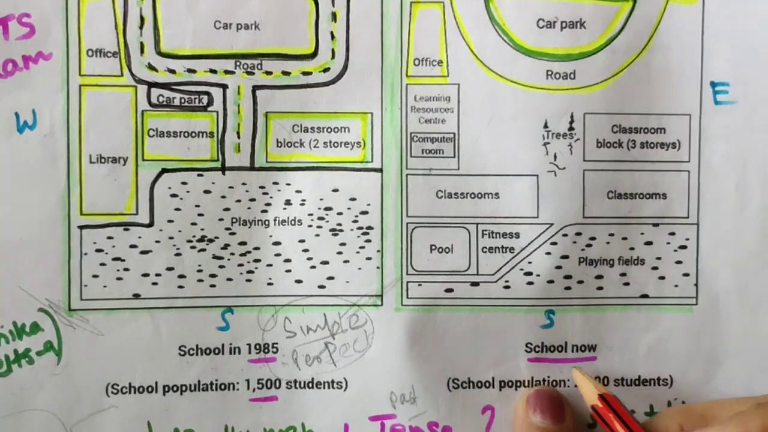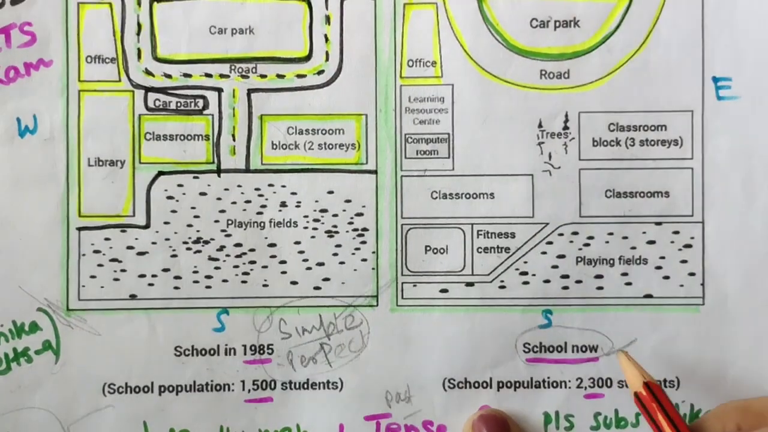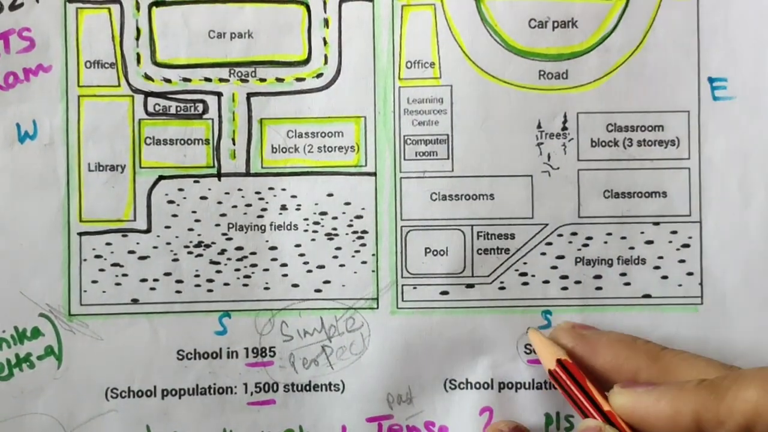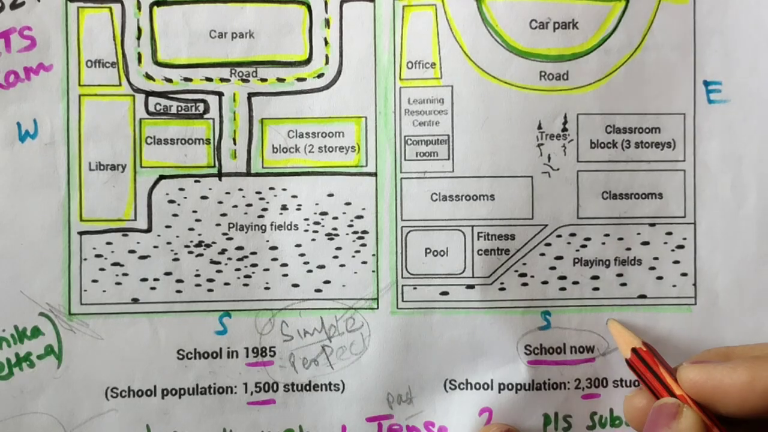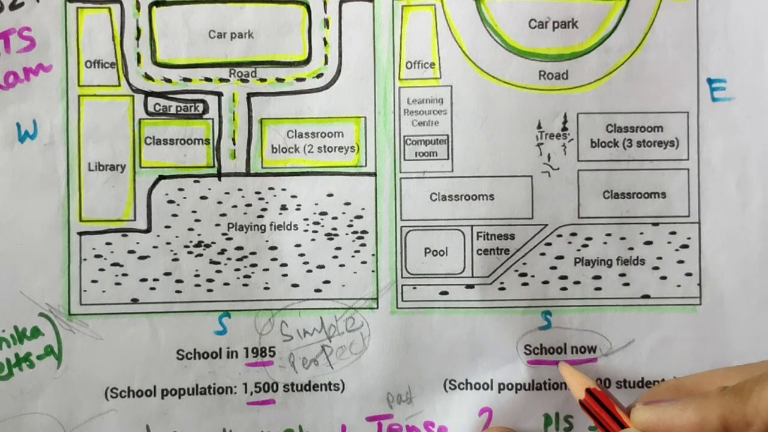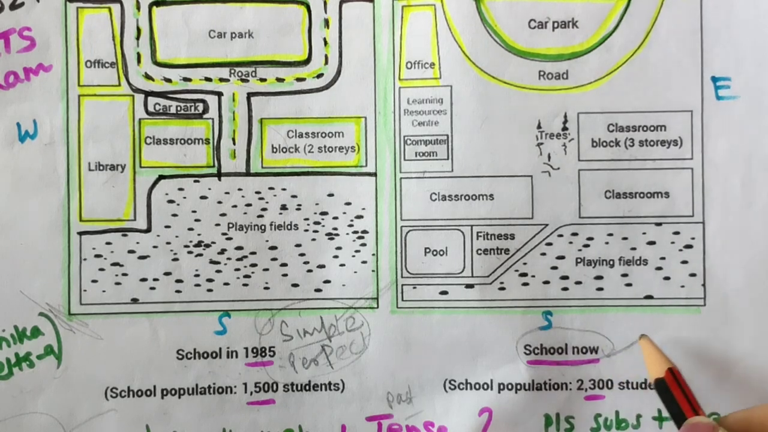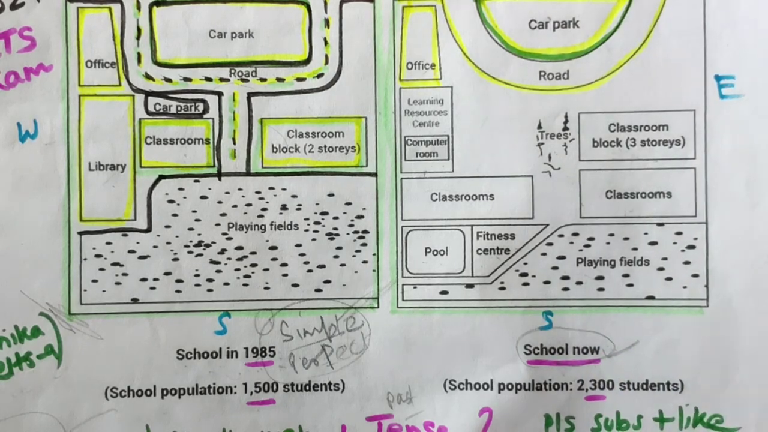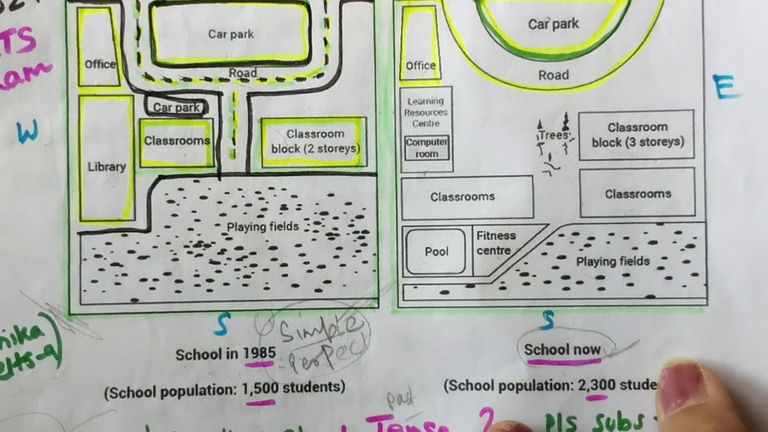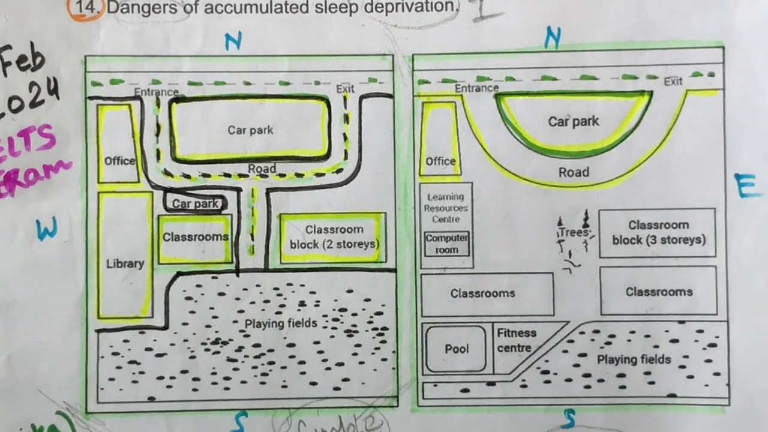Now this is present, school now. So here you can use the tense simple present tense as well as passive voice also, and present perfect tense and present perfect continuous tense also you can use. Okay, now I will show you some vocabulary words relating to map diagrams.